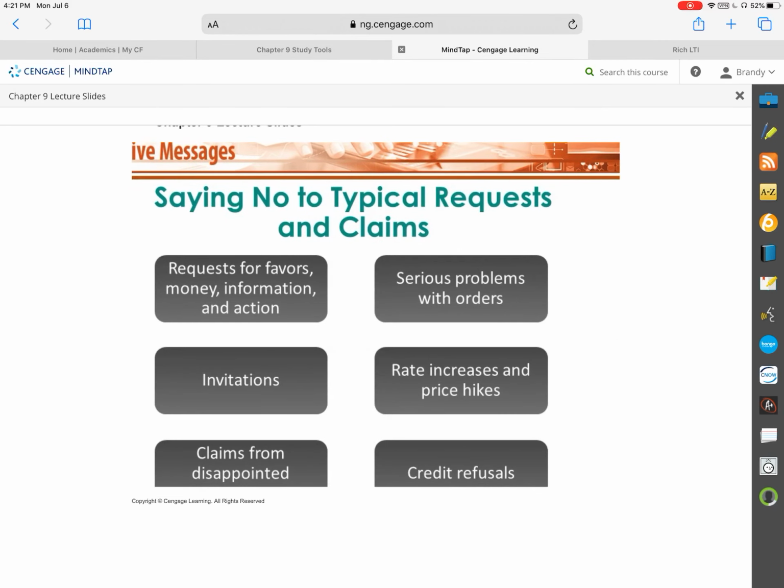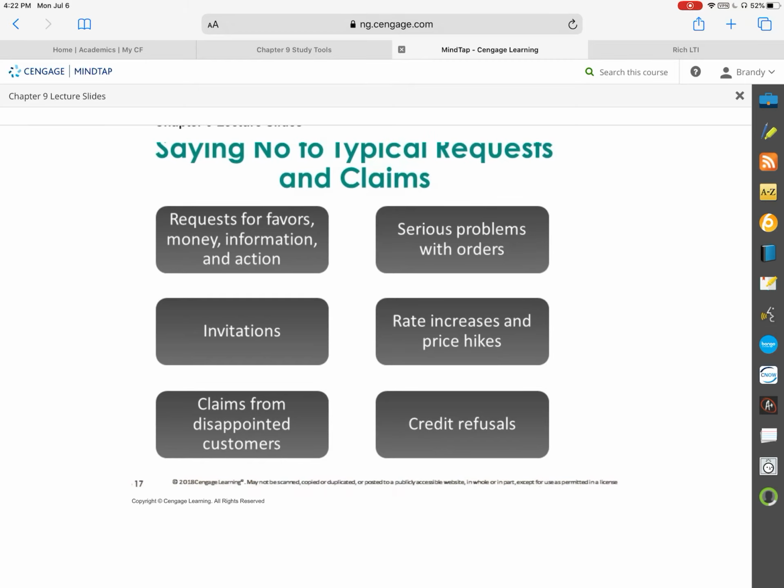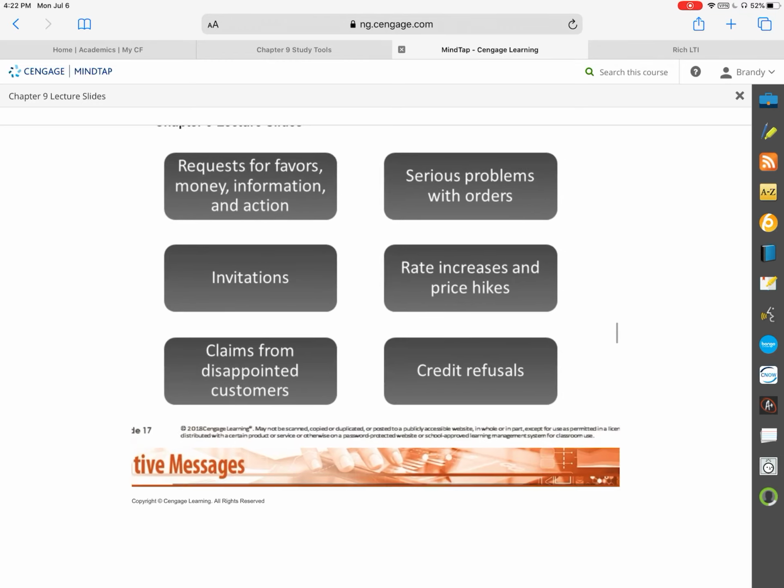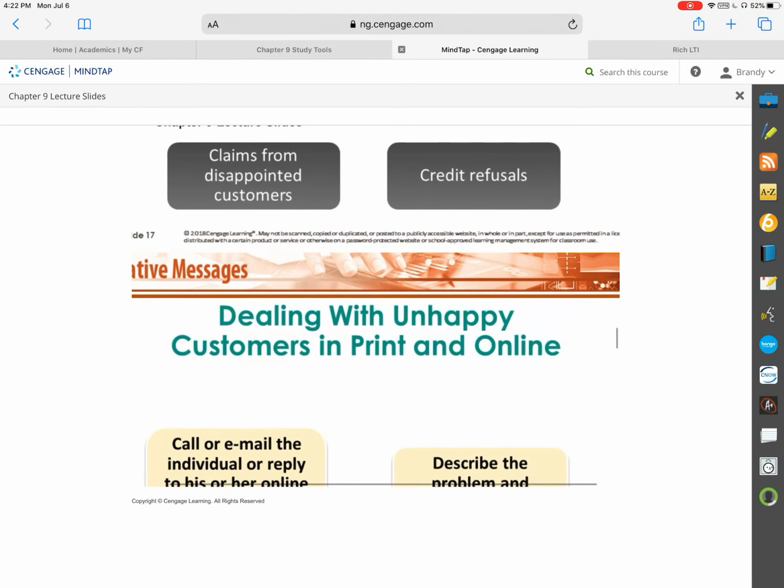We say no to a lot of different things throughout. Most correspondence, most communication is going to be positive. We've talked about that before, but sometimes we have to say no to invitations. Sometimes we're going to have to explain to our customers that there's going to be a rate increase. Sometimes we have to refuse credit. So there's problems with orders. These are all different things that would come across as no's to these typical claims, typical requests, where we would have to deliver negative news.